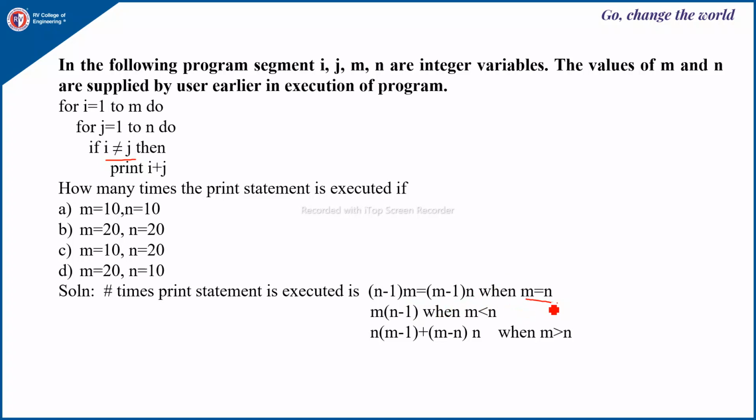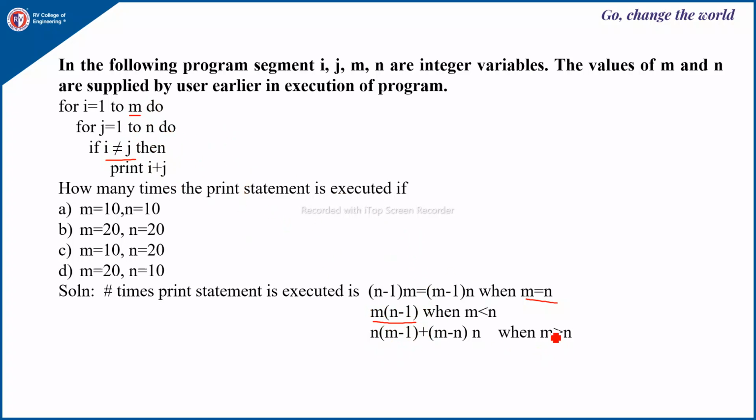This is because only when m is equal to n. Suppose the case is when m is less than n. In that case, the number of times the loop gets executed: first time i is 1 and j varies from 1 to n, so again it is n minus 1 times. This will be done for m times. So m into n minus 1 times the loop gets executed, and the print statement gets executed.